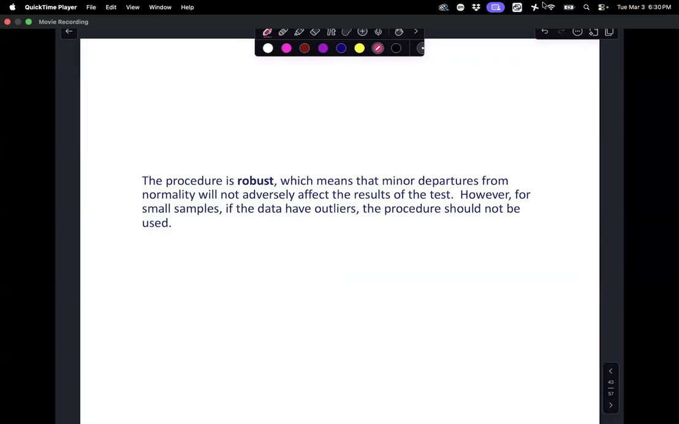Anyway, as long as it is normal, as long as there are not huge outliers or things, it's fine. But any data that I give you is going to be just fine. So just use it.